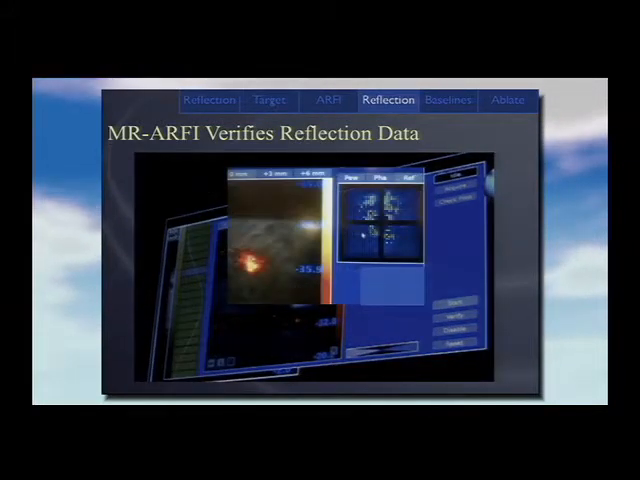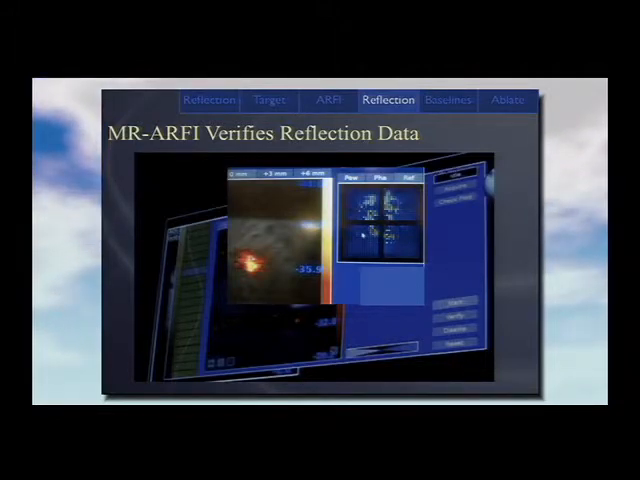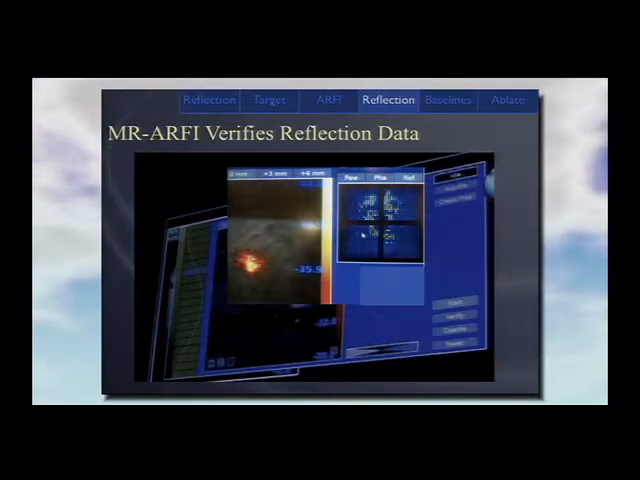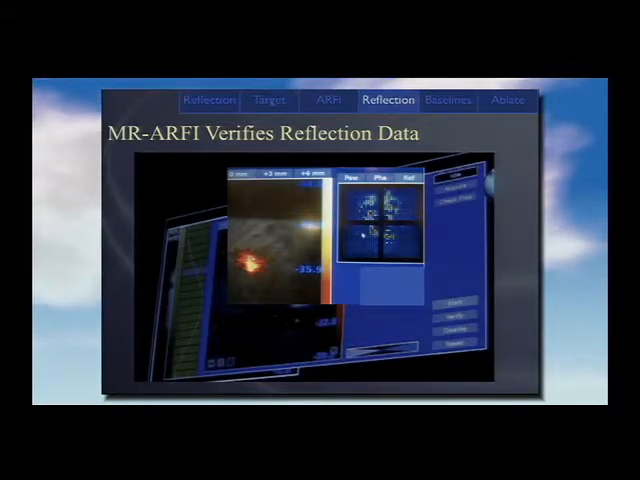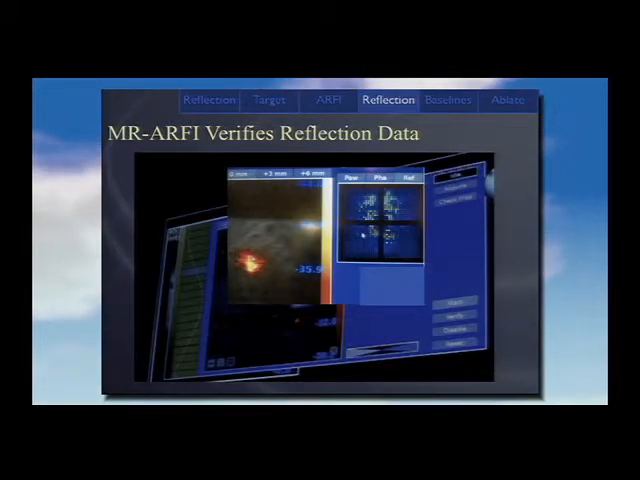And here's an example where we have reasonable RF depiction right there, but the reflection data is telling us that there's actually quite a lot of reflected sound and that we don't have perfect coupling. Now at this point we have a choice. We can either turn off some elements or we can do some repositioning of the transducer in order to try to get a little bit better coupling.